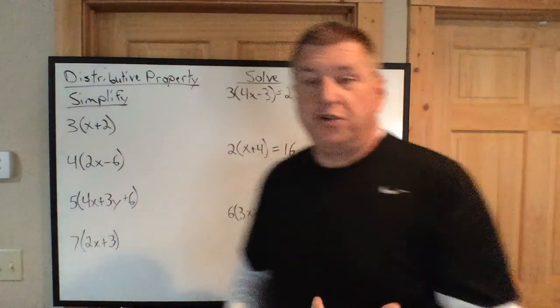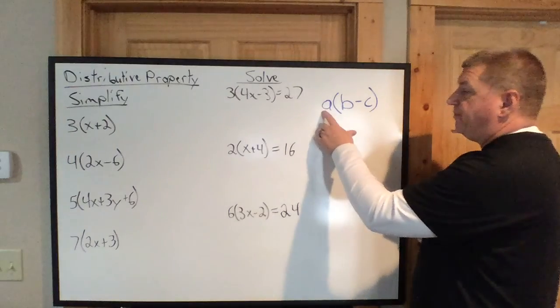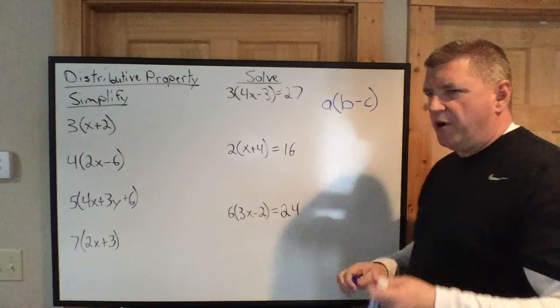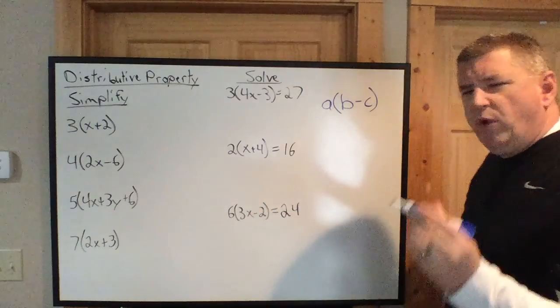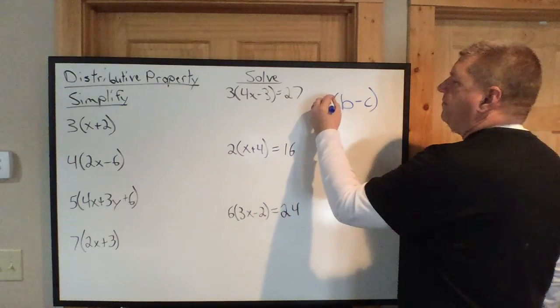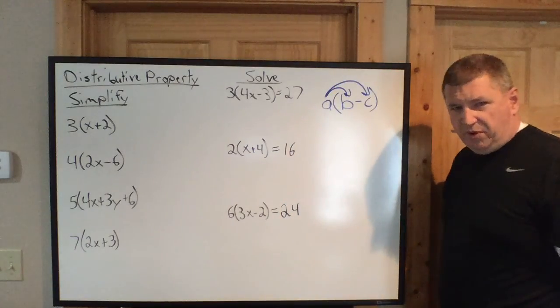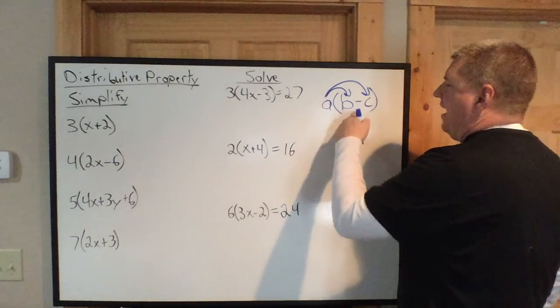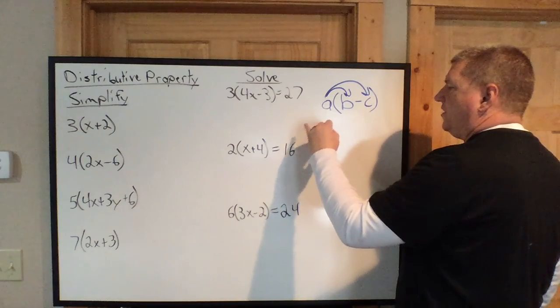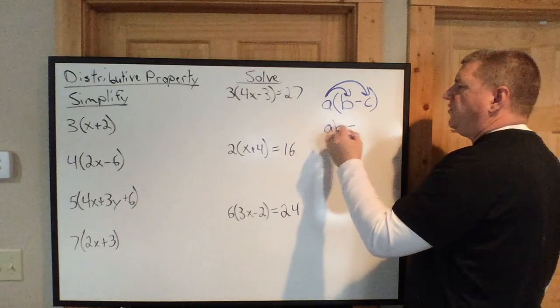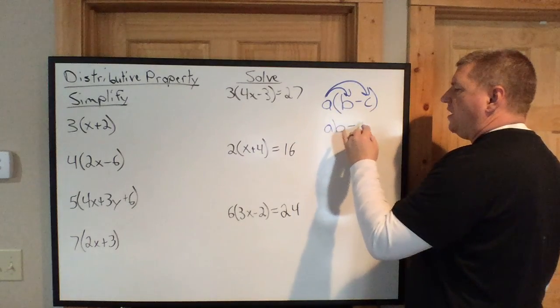The A is referred to as our coefficient, okay? The A is the coefficient, and obviously this is an expression within the parentheses. We use our distributive property to multiply by everything within the parentheses. So we have A times B, which is AB, and minus, the function moves down, A times C, which gives me AC.